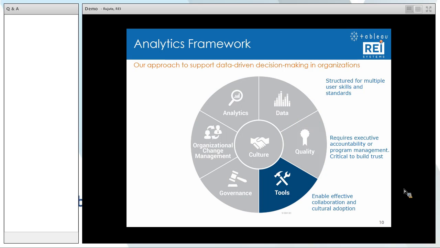The right tools must be chosen for storage, management, and visualization. When done right, these enable effective collaboration and cultural adoption. Decisions like record management, visualization tools, and application integrations must be made along the way. We had to plan and conduct a few decision analysis and recommendations, also known as DARs, to get the right choices for these.